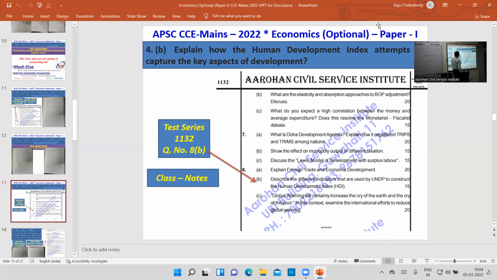Explain how the Human Development Index can capture the key aspects of development. HDI, the Human Development Index: what parameters or indicators does it have? We have discussed this in class. Besides, in test series 11 and 32 there was a question: describe the different indicators that are used by UNDP to construct the Human Development Index. That was our test. A good question, and I hope this type of question is compatible with our aspirants.